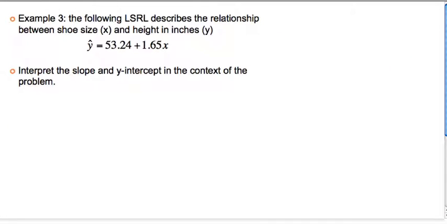Okay, we're going to do one more example. This is a least squares regression line that describes the relationship between someone's shoe size, X, and their height in inches, Y. So we're looking to see if we can predict someone's height from their shoe size. And I want you to pause the video and interpret the slope and the y-intercept in the context of this problem.